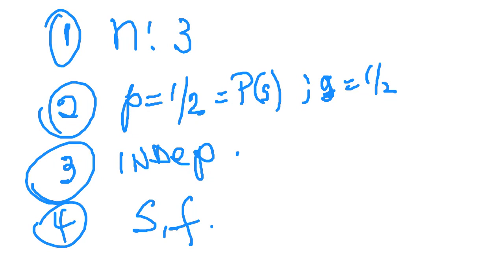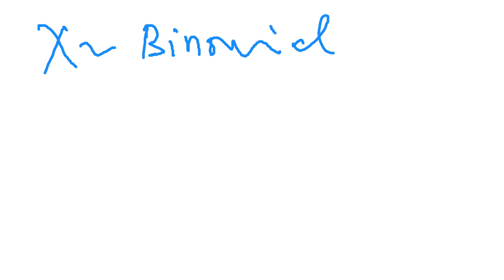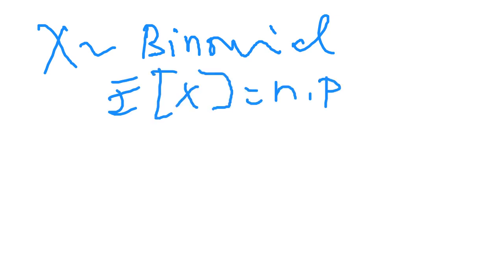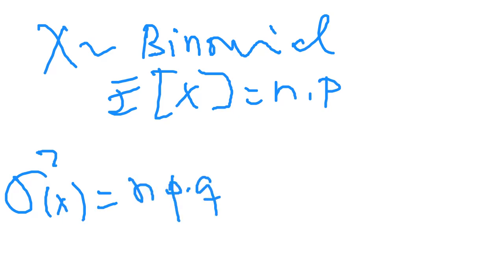So because it's binomial, I can say when x is binomial, the expected value of x is equal to np, the variance of x is npq, and the standard deviation is equal to the square root of npq.